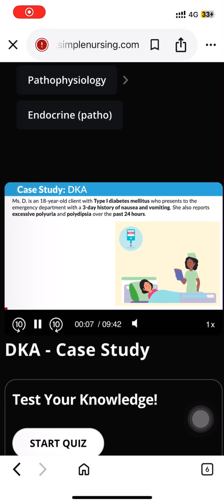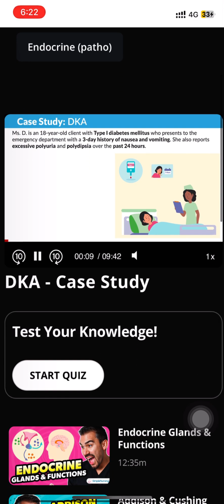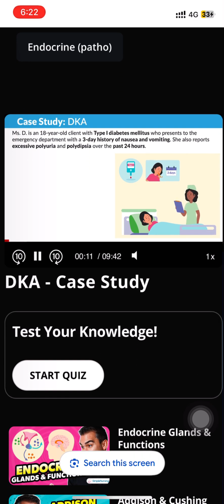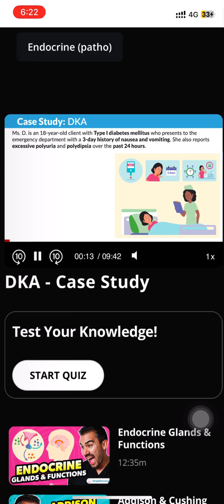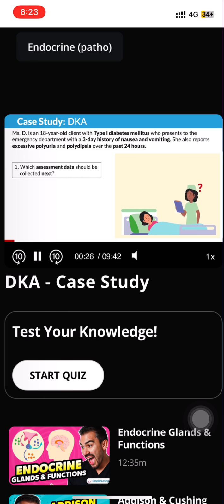mellitus, who presents to the emergency department with a 3-day history of nausea and vomiting. She also reports excessive polyuria and polydipsia over the past 24 hours. The provider suspects that the client is experiencing DKA. So question 1, which assessment data should be collected next?